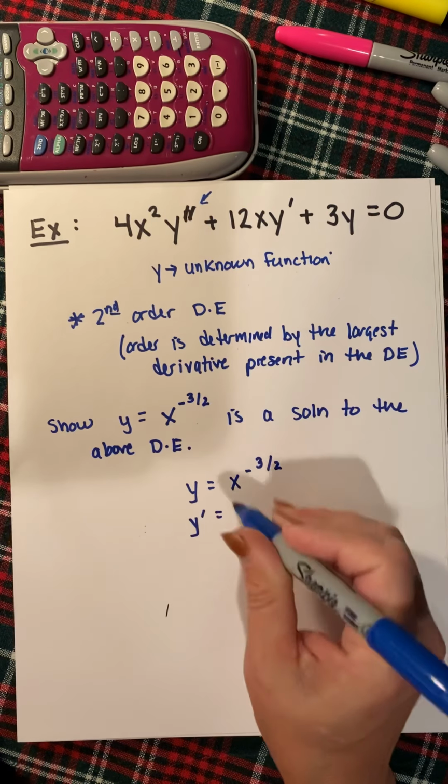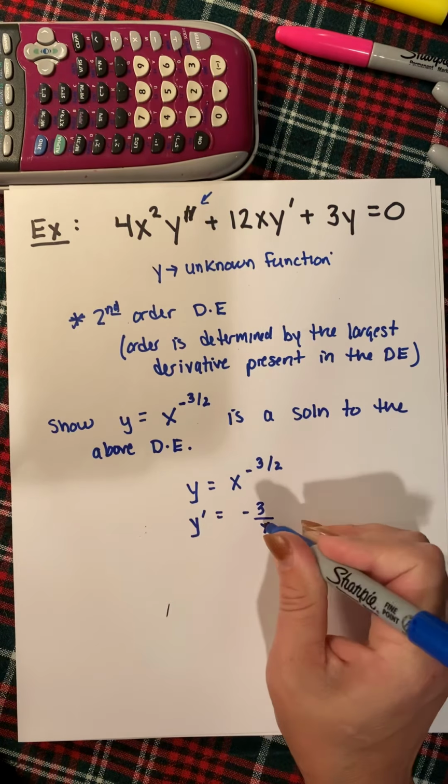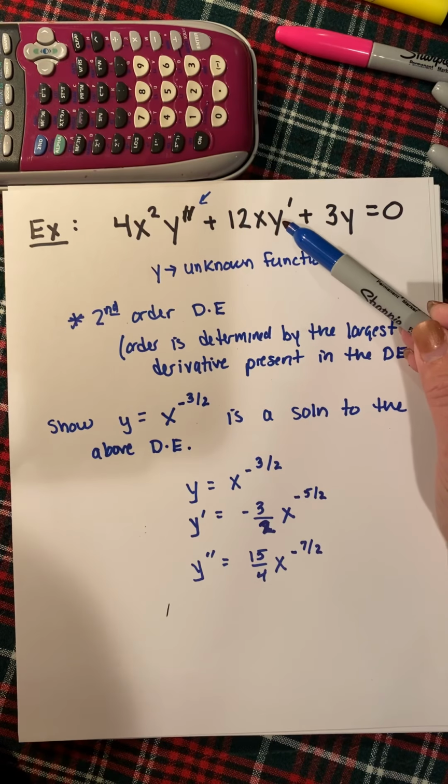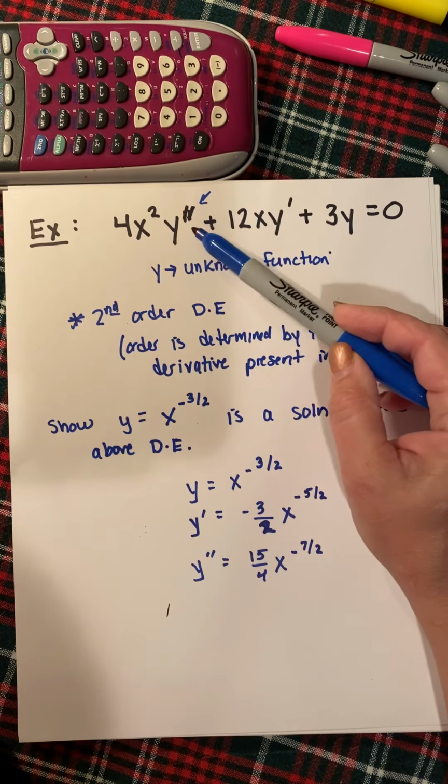So y prime, bring the power out front, drop the power by 1, negative 3/2 x to the negative 5/2. And the second derivative, bring the power out front, so it's going to be 15/4 x to the negative 7/2. Now where we see y, we're going to put x to the negative 3/2. Where we see y prime, we'll put negative 3/2 x to the negative 5/2. And where we see y double prime, we will put 15/4 x to the negative 7/2.